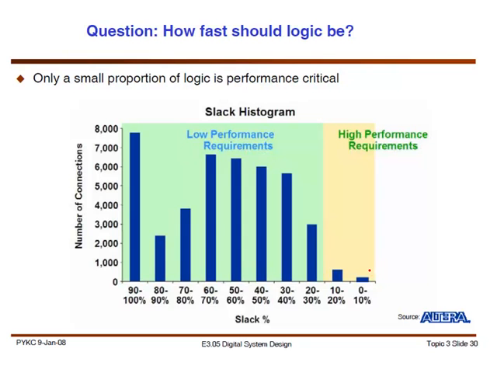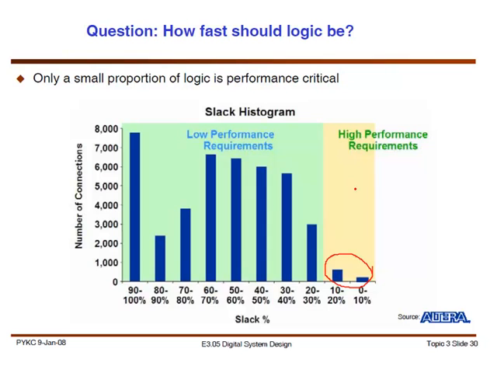If you do the histogram of the slack of the design, there are only a few paths, less than 1,000 paths, that need to be very fast, but the rest of the design has low performance requirements. So the critical paths are here.